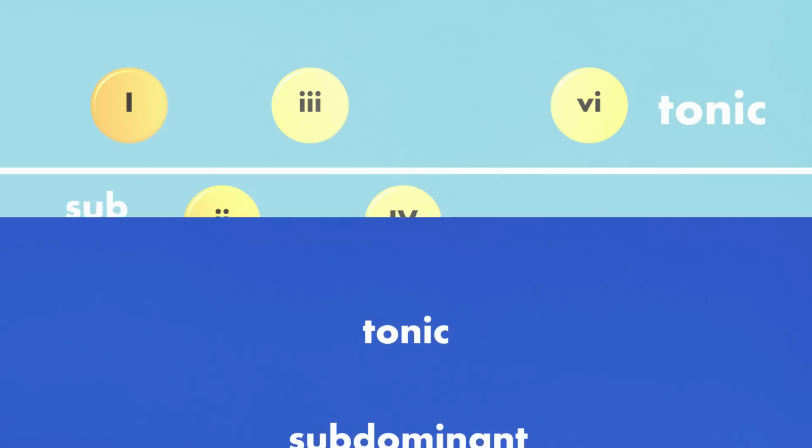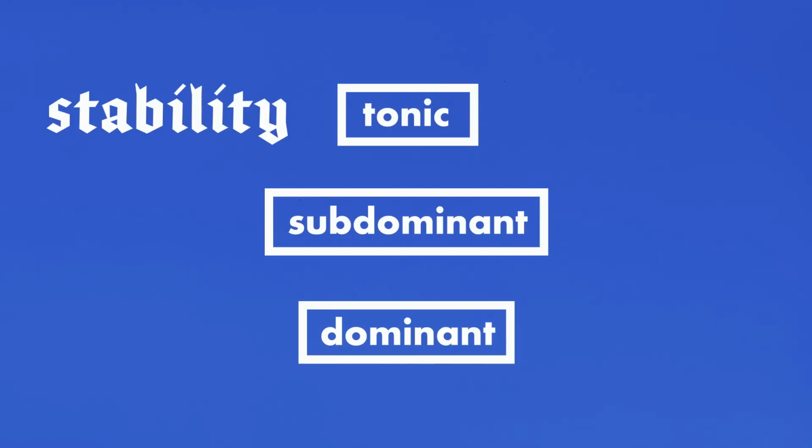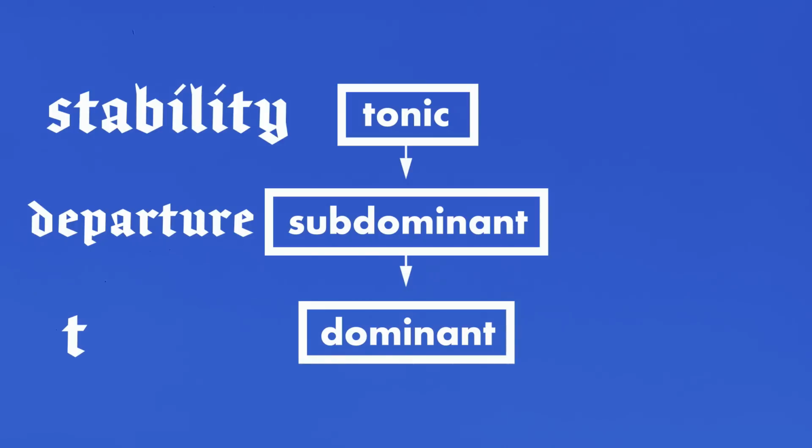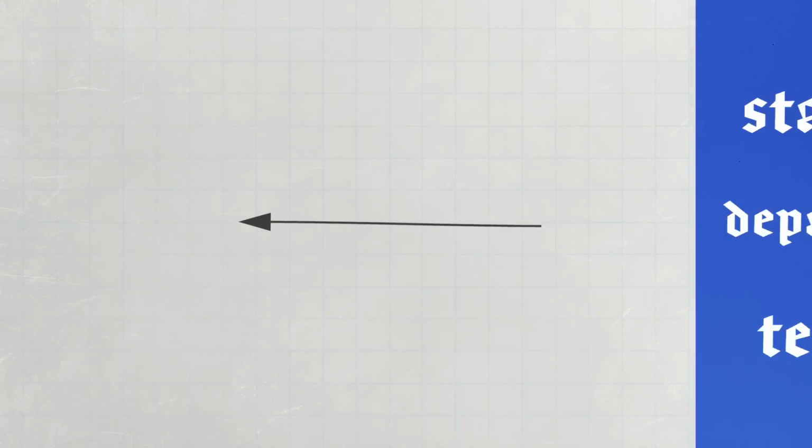These classes can be used as a kind of outline when you're writing a chord progression. The tonic class is described as the stability, whereas subdominant is the departure. And then when you hit dominant, that's the tension. You want to be resolved. You want to go back to the tonic, the stability. It's a circular flow that keeps a piece of music moving forward.